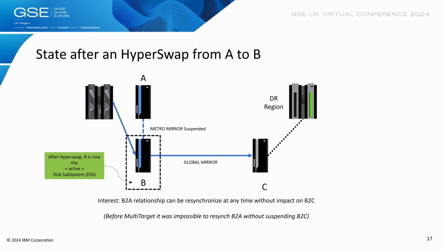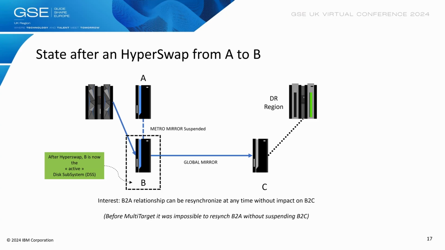So once A is back, we can resync mirroring from B to A while keeping the GM replication from B to C. And this is because of the multi-target support. Because before this support, you would have to suspend the GM replication from B to C, then resync B to A, and then resync A to C, or HyperSwap back to A to be able to resync B to C. So it left a window where you lose your DR protection. But this is not the case anymore thanks to the multi-target support.